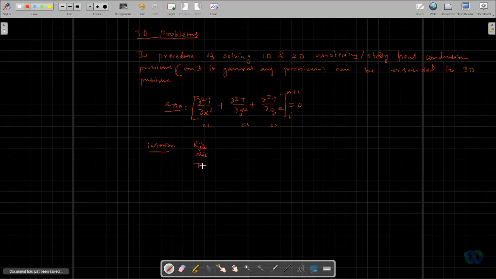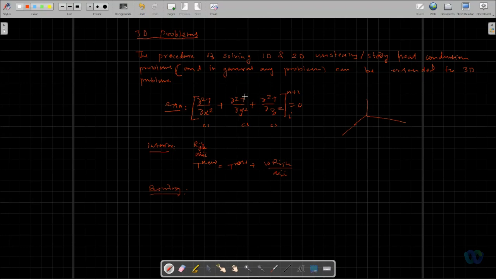And then you can calculate T new. T new is equal to T old plus omega R_ijk by A_ijk. Similarly, boundary points. And you can extend the same algorithm. While calculating R_ijk, you will have these terms also, discretized terms of del 2T by del z2. Okay, it means that you are considering a three-dimensional problem.